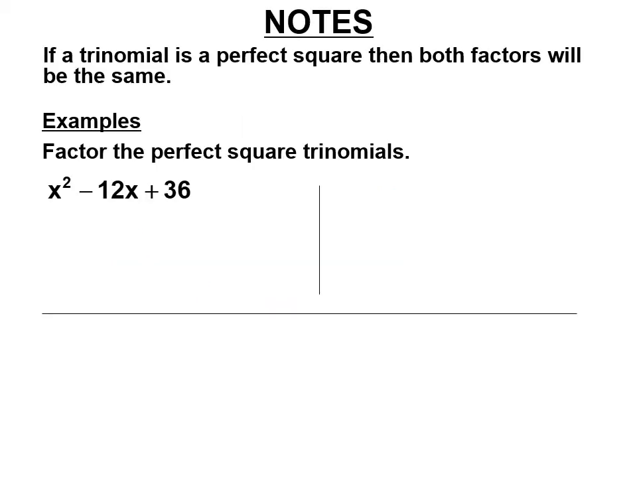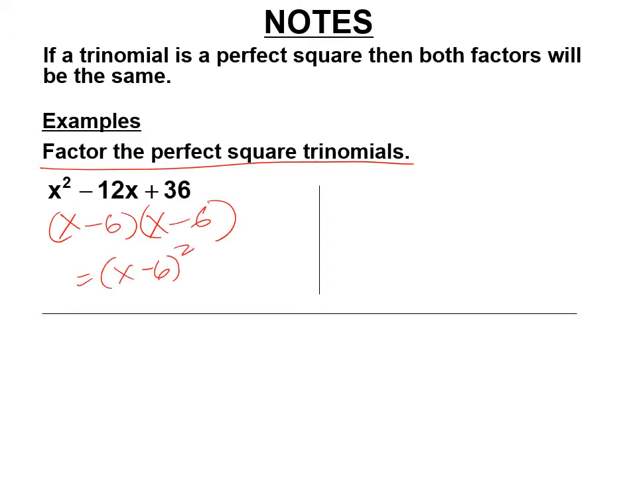All right, so this is a perfect square trinomial. When I say that, I am telling you that you have the exact same thing twice. X minus 6 squared. So if I say it's a perfect square trinomial, you must have the exact same thing twice.